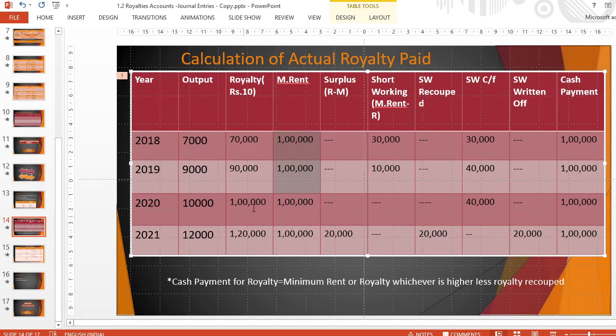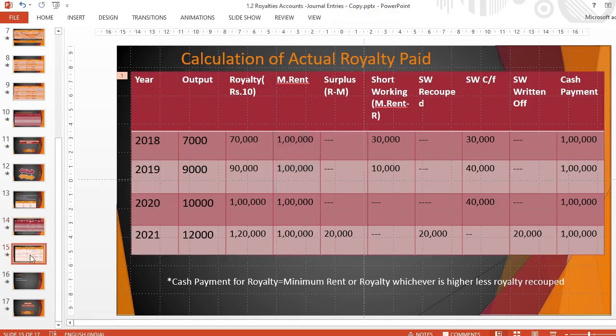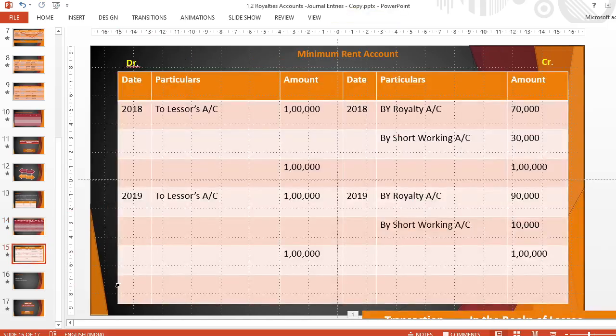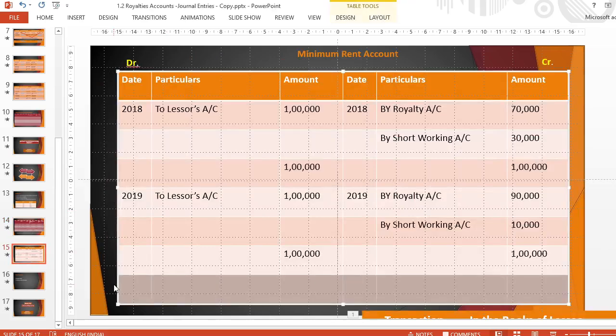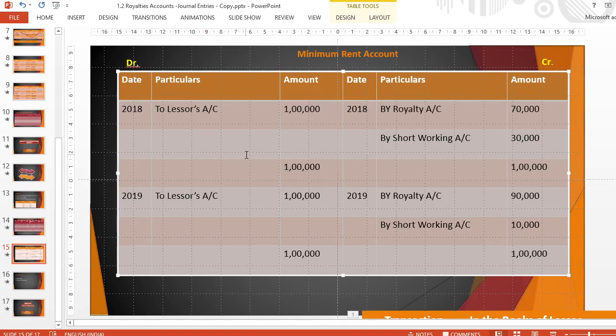So for that reason we need to prepare minimum rent account only in the years in which we have short working. For the year 2020 or in the year 2021, we don't have any short working. So there is no need to prepare minimum rent account for the year 2020 or 21. So minimum rent account is over for this problem, for 2018 and 2019.